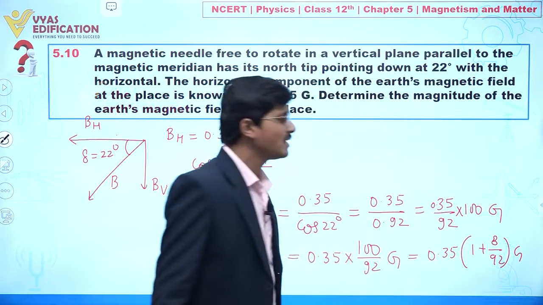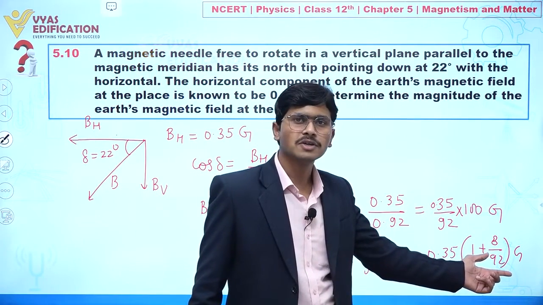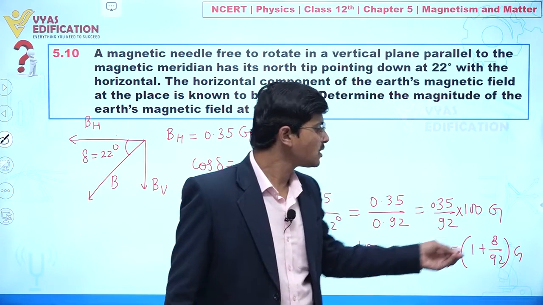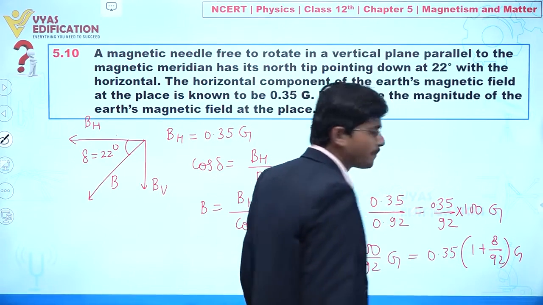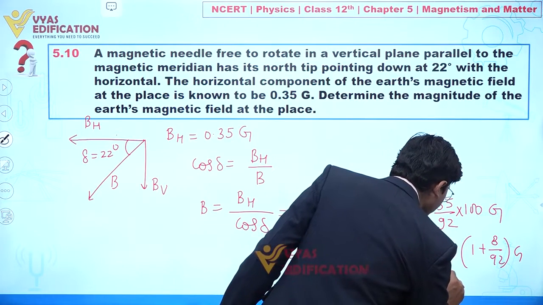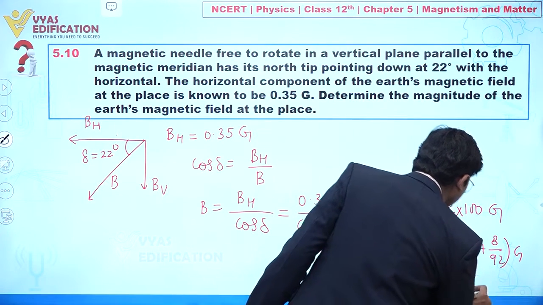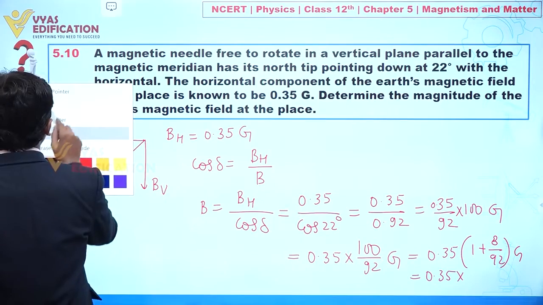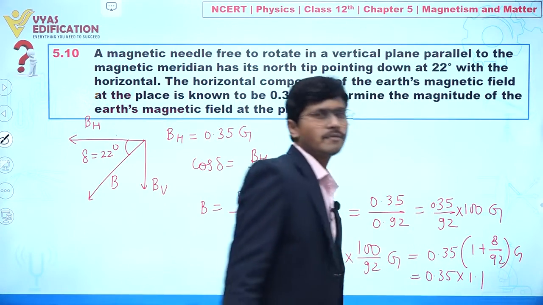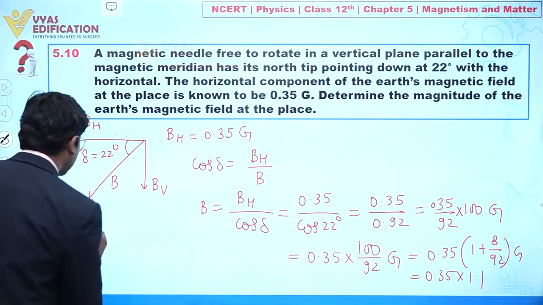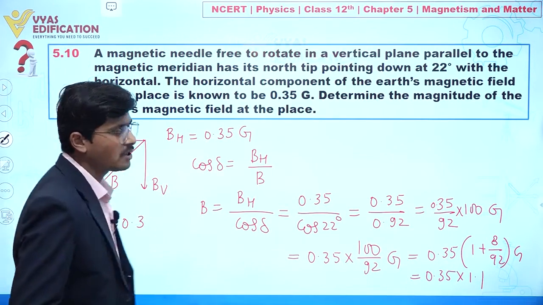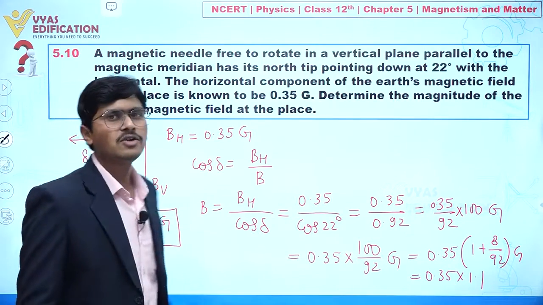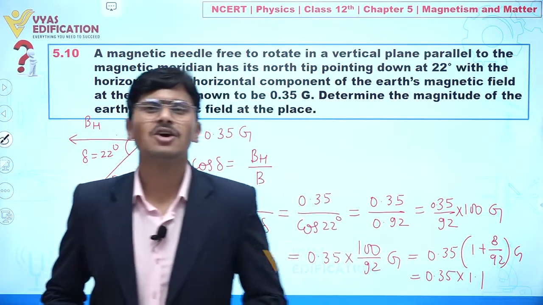Now this 8 is not 10% of this one, so this is below 10%. So we can say this is 0.1. Let's suppose for an approximation I am taking this value as 0.1. So we can write 0.35 multiplied by 1.1. If you multiply 0.35 with 1.1, you will get the answer. So the correct answer we are getting is near about 0.38 Gauss. Like this we can calculate the value of the net magnetic field. So this is all about this question.